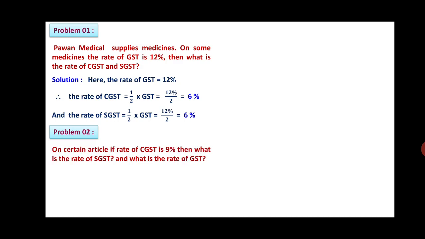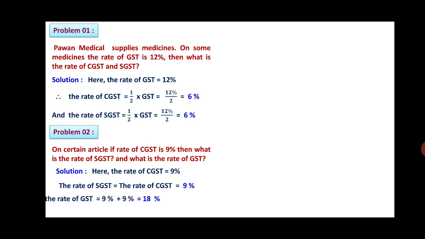Let us take one more example. This could be for 1 mark. They will ask, on certain article, if rate of GST is 9%, rate of CGST is 9%, then what is the rate of SGST and what is the rate of simply GST? Friends, here, rather than GST, they have given CGST, that is central GST, 9%. The same will be of SGST. The rate of SGST is equal to the rate of CGST, which is 9% only. So GST will be now twice of the CGST, or you can say you add SGST plus CGST, 9% plus 9%, that will be 18%.